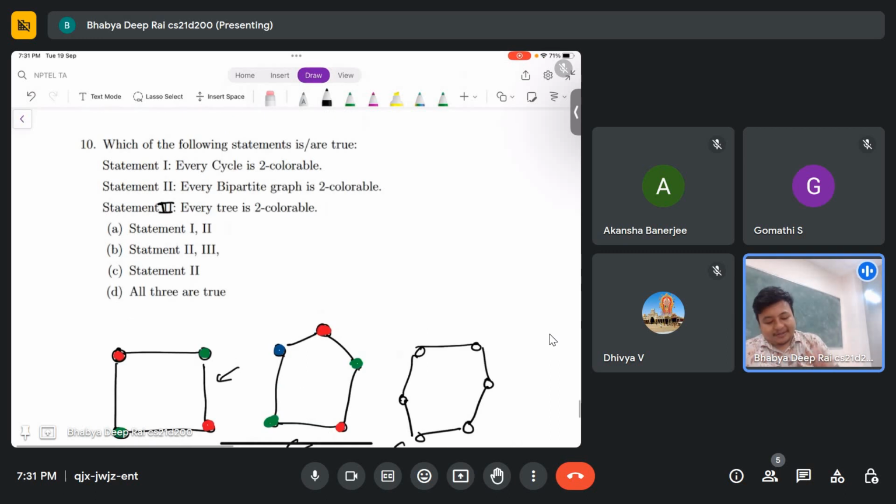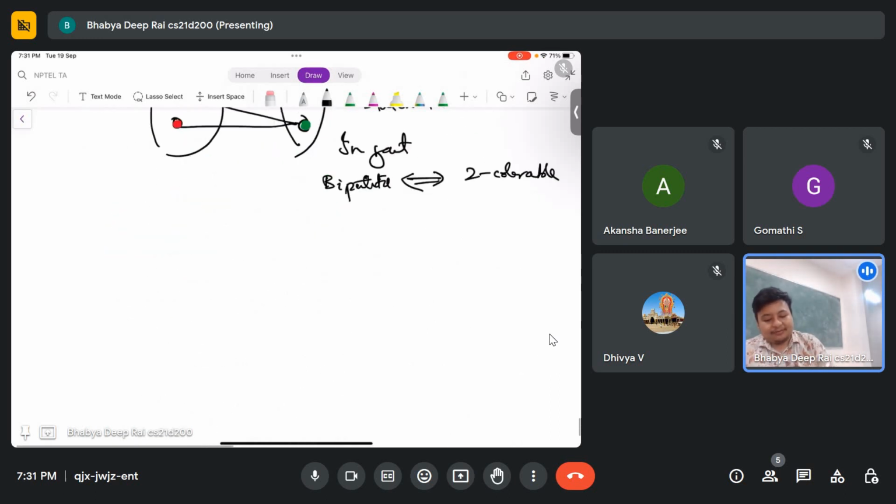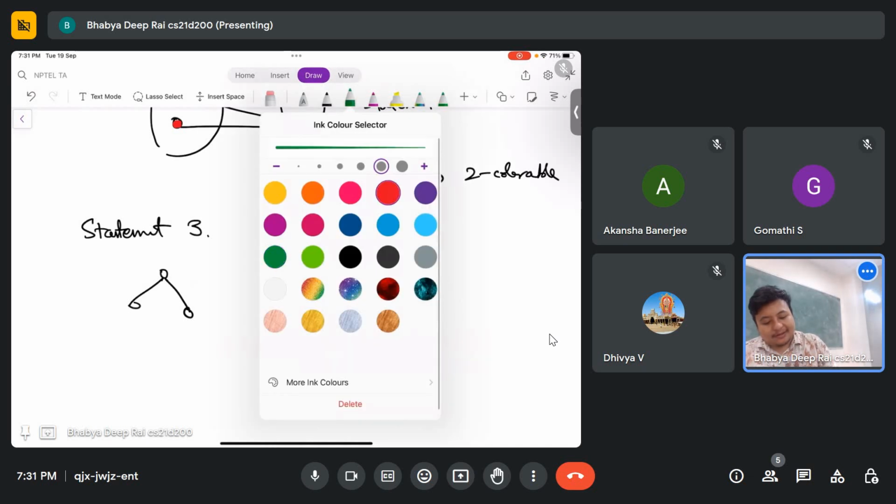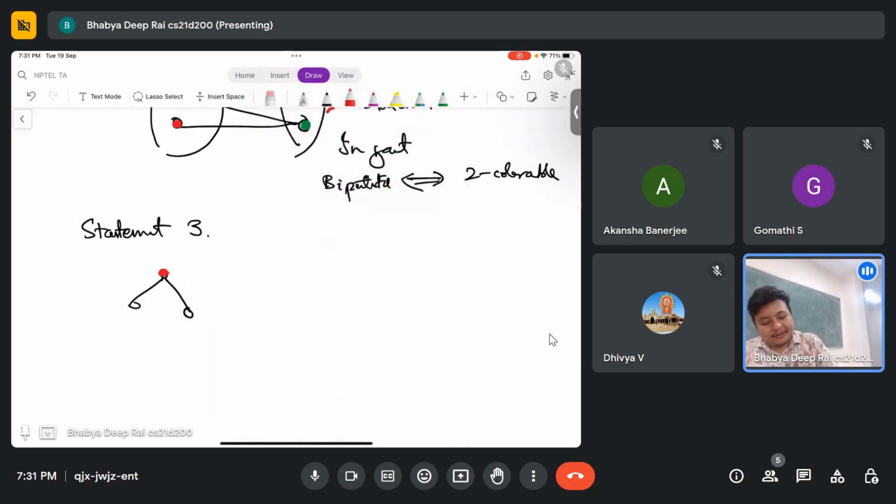And finally, statement 3. Every tree is two colorable. And here, actually, I mean, doing a proof would take some time, but I'll just give you the logic here. Okay, so you can do it experimentally also. This is a tree, right? So I can color this one red, and I can color this one and this one green, and all is fine.